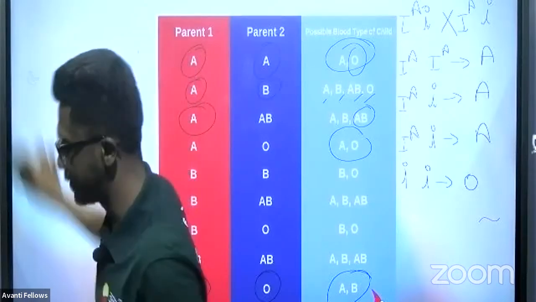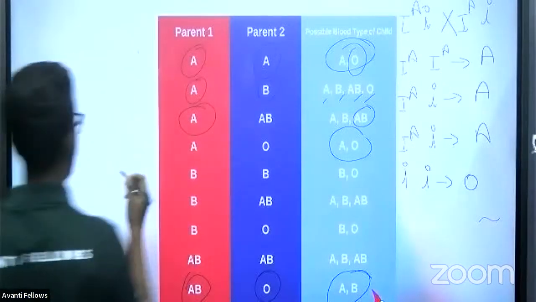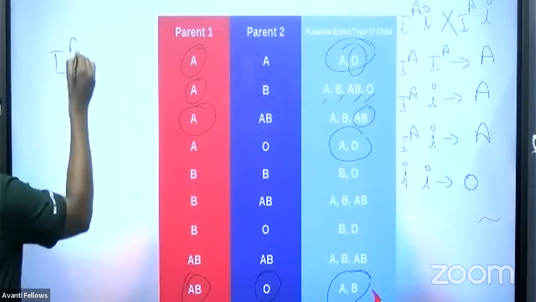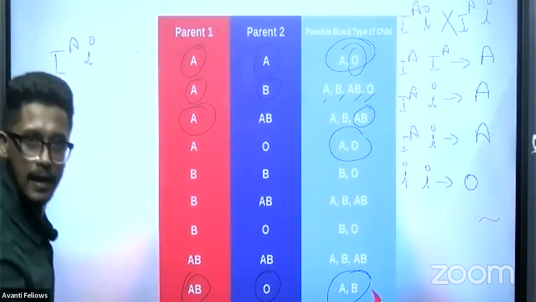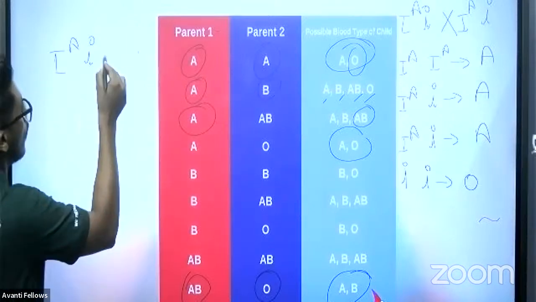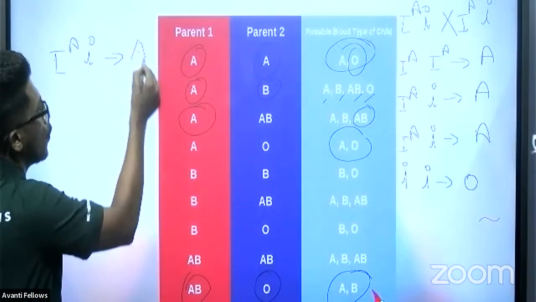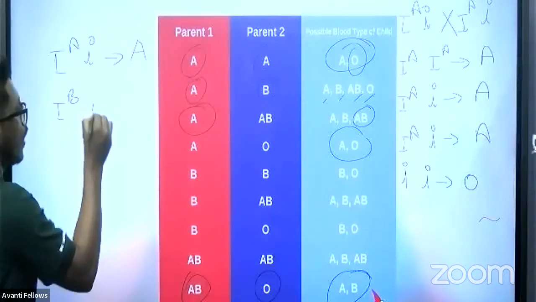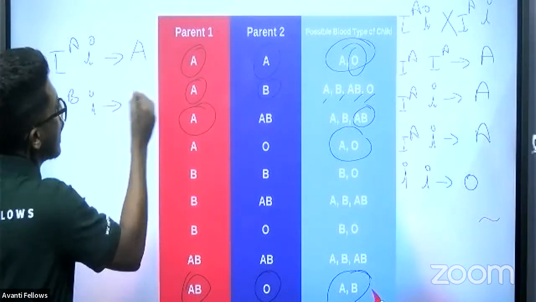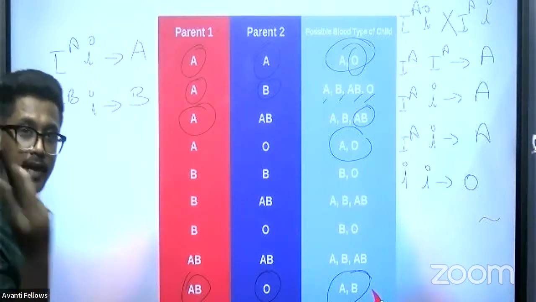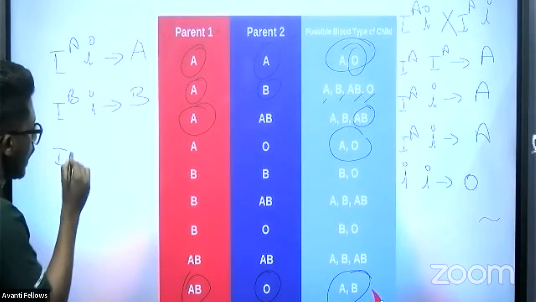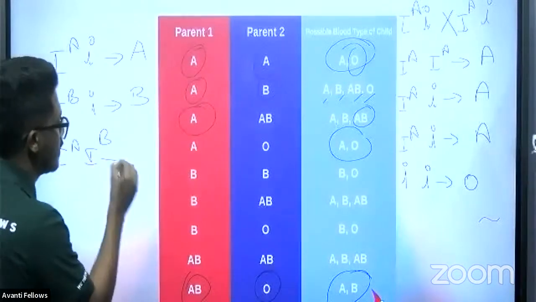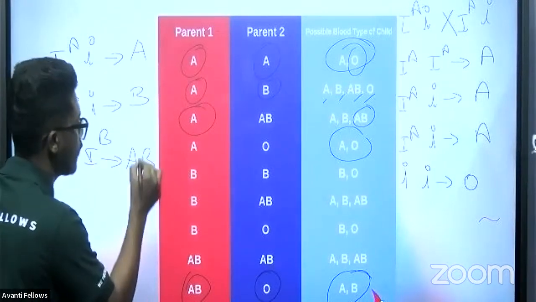Let us look at this case. In this case, we encountered that we have IA and small i, a dissimilar allele. It's a heterozygous allele. What was the outcome? The phenotype was of A blood group. Again, you had IB and then small i. Here we had a B blood group. And the third case we saw was IA and IB. Here is also a heterozygous condition, but the phenotype was AB type of blood group.